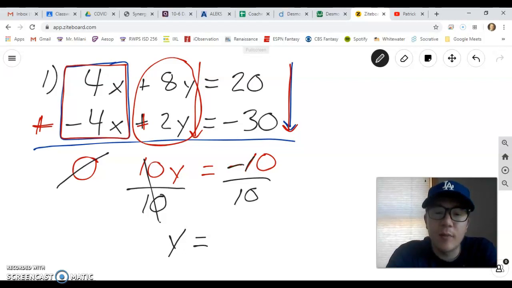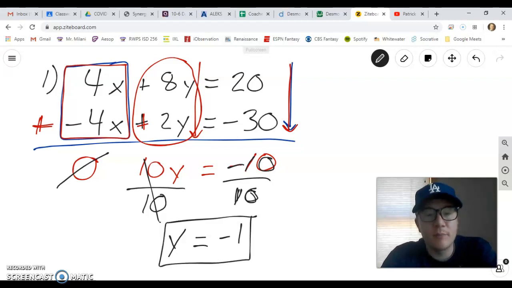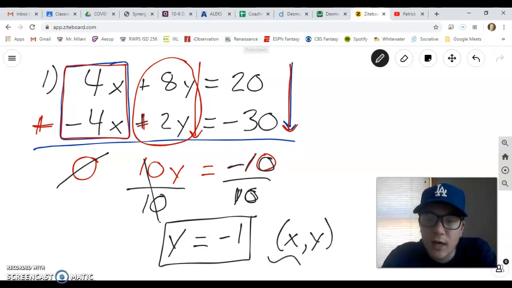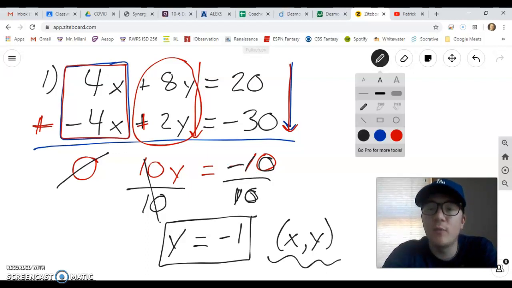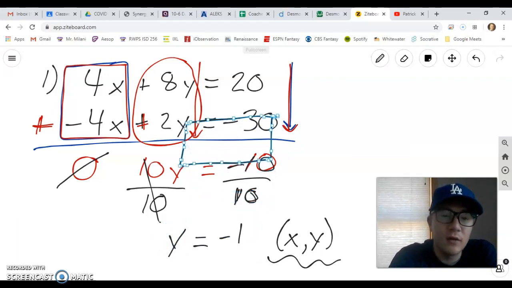Negative 10 divided by a positive 10 is going to end up giving you negative 1. So your y value is negative 1. And then the next step is to go find your x, because remember, in these systems, your solutions are always an ordered pair (x, y). We're doing the same thing we did when we were talking about substitution. You're going to take your value that you found and go plug it in.